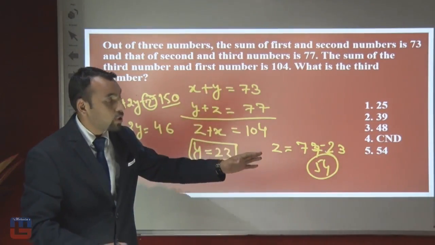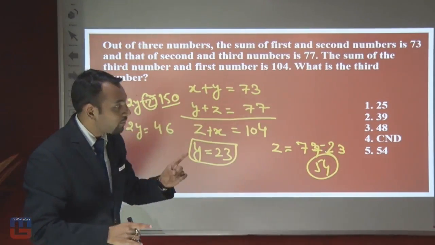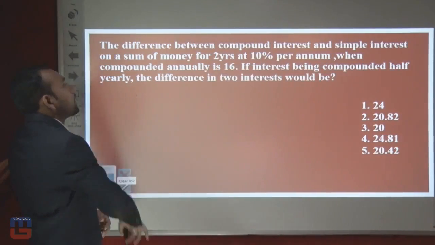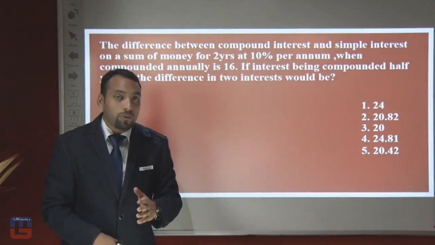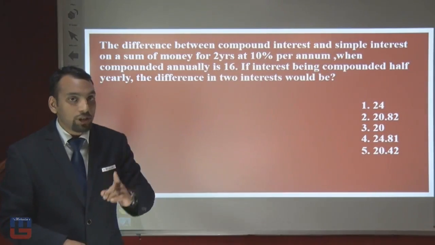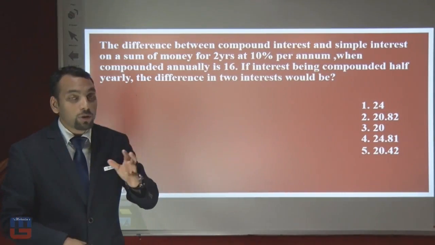You can see the fifth option is the correct answer of this question. Now move to the next question. Next question, you can see, is from compound interest. It is a very important question. Many times this question has come in the examination as well. So this question is going to be very important.